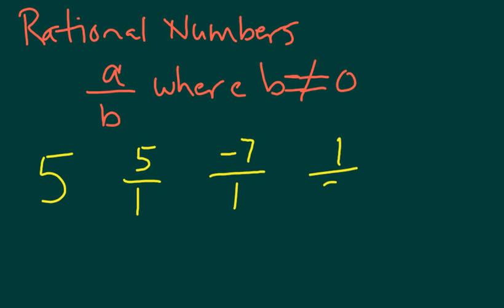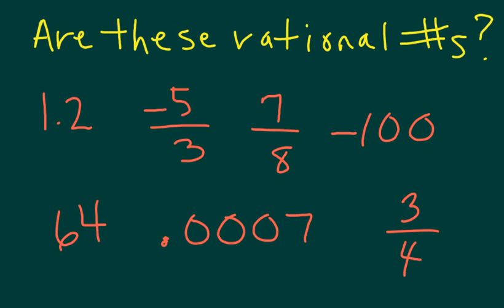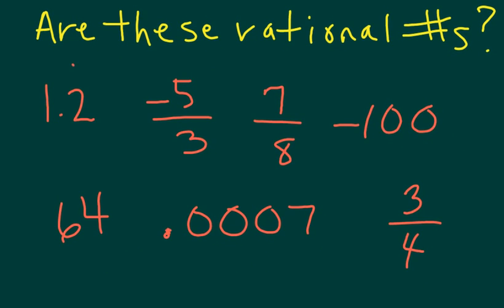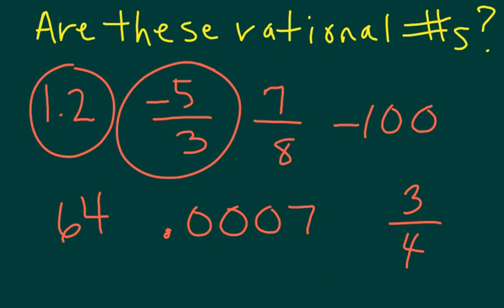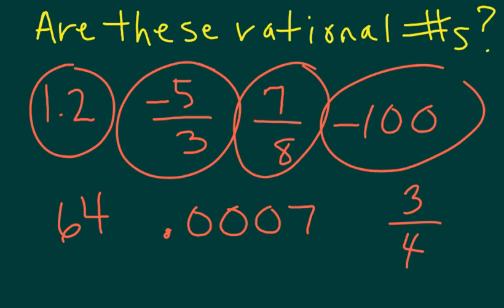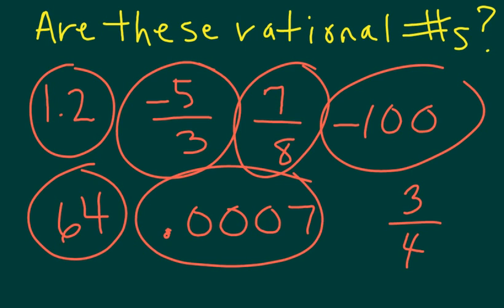Is 1/2 a rational number? Yes, because it's already in that form. Is 0.5 a rational number? Yes, because that's the same as 1/2. Okay, these numbers, are they rational numbers? Yes. Yes. All of these are rational numbers.